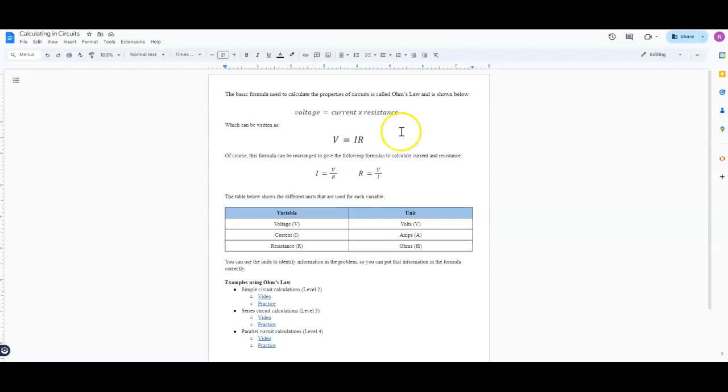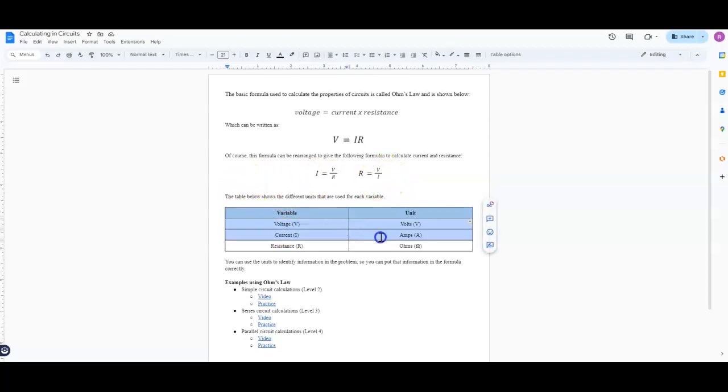There you go. Jot this down on your handout. You don't have to remember it. Now, if you have a formula like this, you can rearrange it algebraically to get three other formulas. So if you need to know the voltage, current times resistance. If you need to know the current, voltage divided by resistance. If you need to know resistance, voltage divided by current.